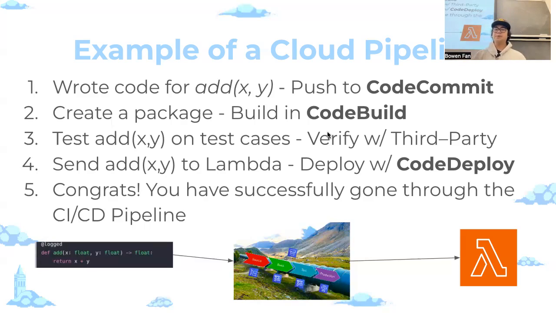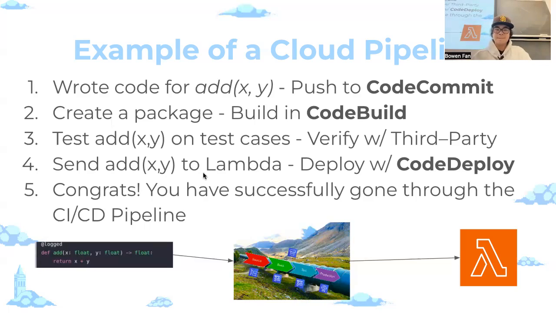You can use CodeDeploy to deploy your add XY function to Lambda, right? Because you can use CodeDeploy to send over your packages to any AWS service or your on-prem services. So you can send the add X, Y function to Lambda, and boom, you just went through a whole cloud pipeline process of CI/CD. You have code, created a package for it, tested it, and you sent it to a different AWS service.